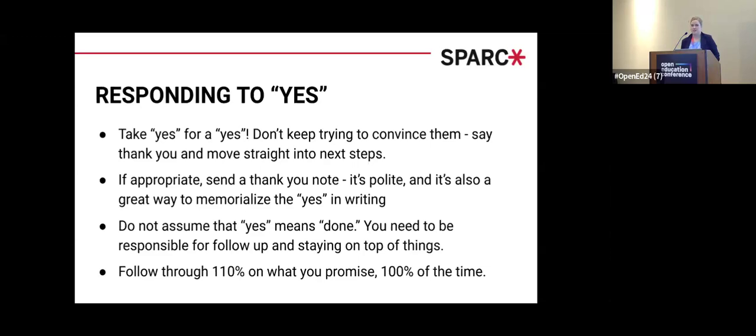Don't assume that yes means done. They may have agreed to something, but now it's your responsibility to follow up and to be annoying and to be pestering and make sure that that actually does get implemented. And I know that that's a lot of work, but sometimes that is necessary.